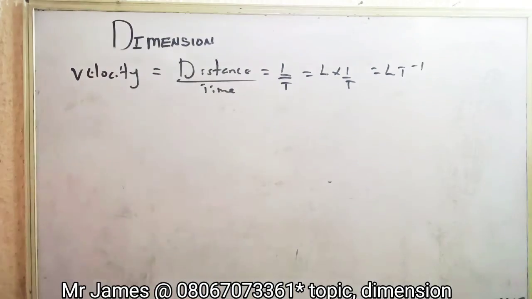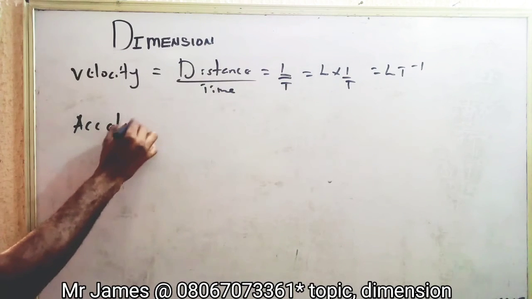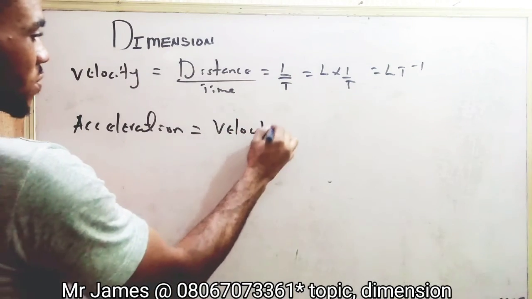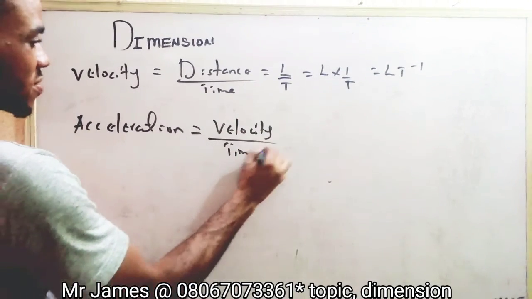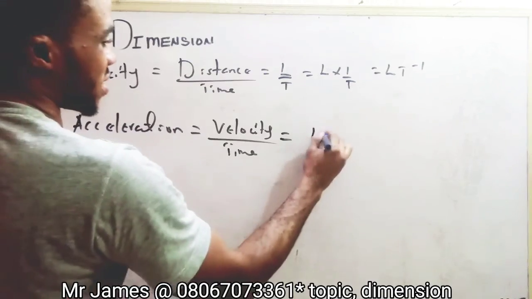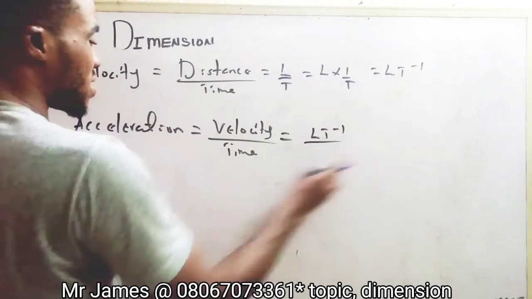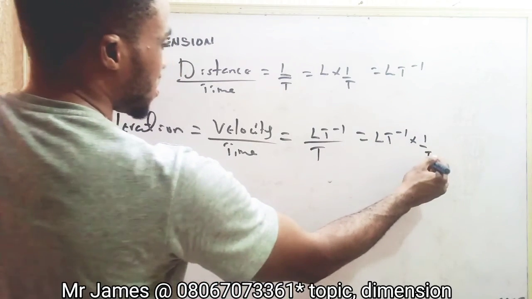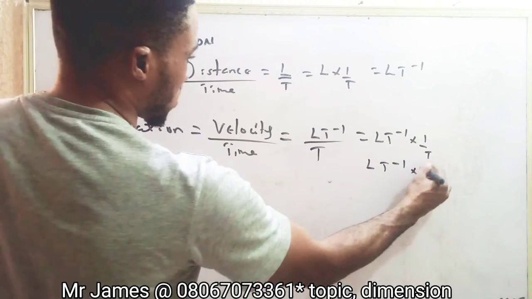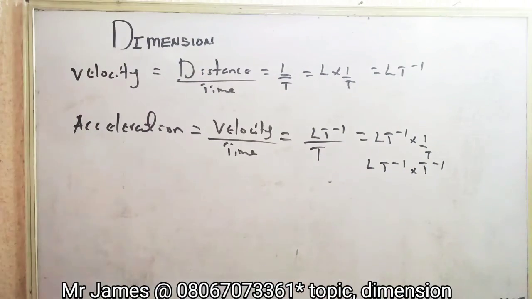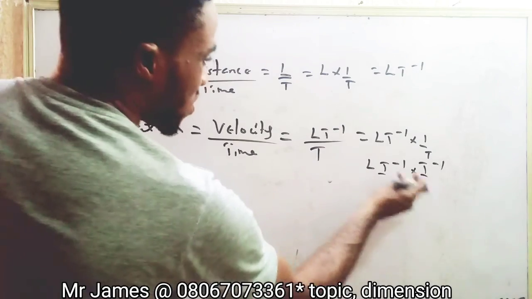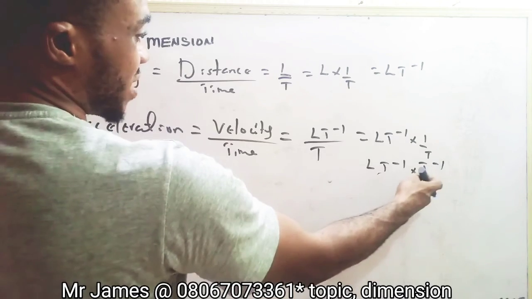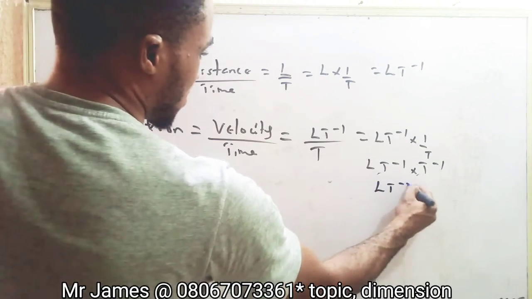That's the dimension of velocity. Let's say I need a second one, which is acceleration. Linear acceleration, to be precise, is velocity over the time interval. The velocity is given as L t raised to power minus 1 according to the dimension. Then we have the time to be T. Bring this one up, I'm going to have L t raised to power minus 1 times 1 over t, which is L t raised to power minus 1 times t raised to power minus 1. Applying your laws of indices to that t, because the bases are the same, all I have to do is just add the powers. Whenever the bases are the same and they are multiplying each other, simply add up the powers. So I have L t raised to power minus 2.